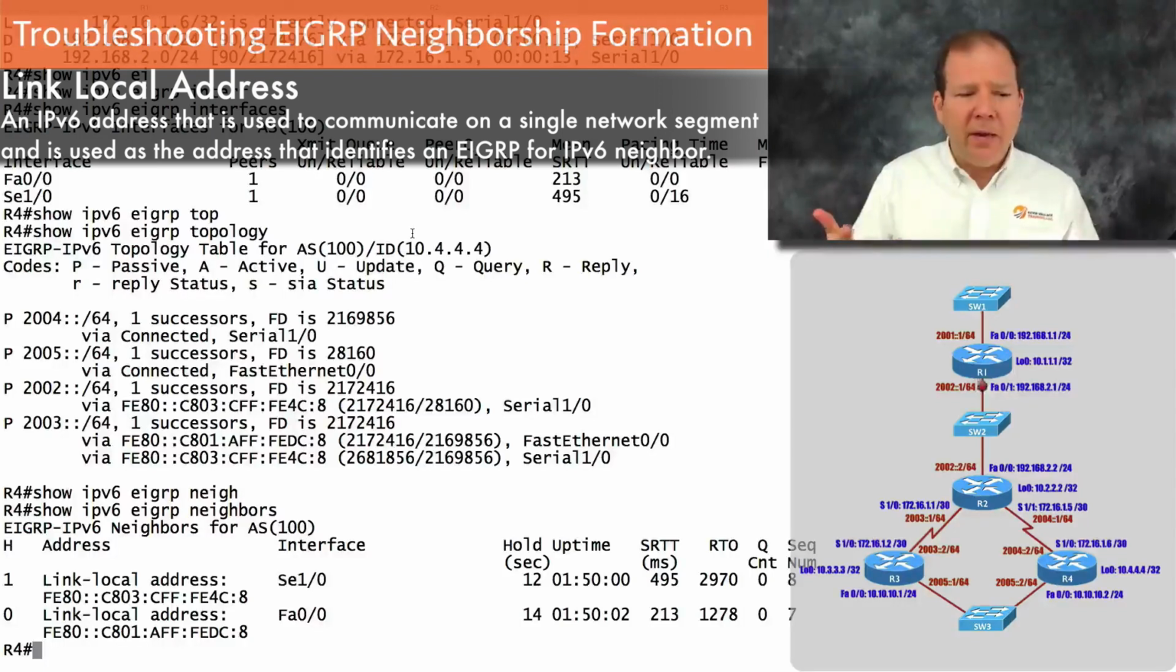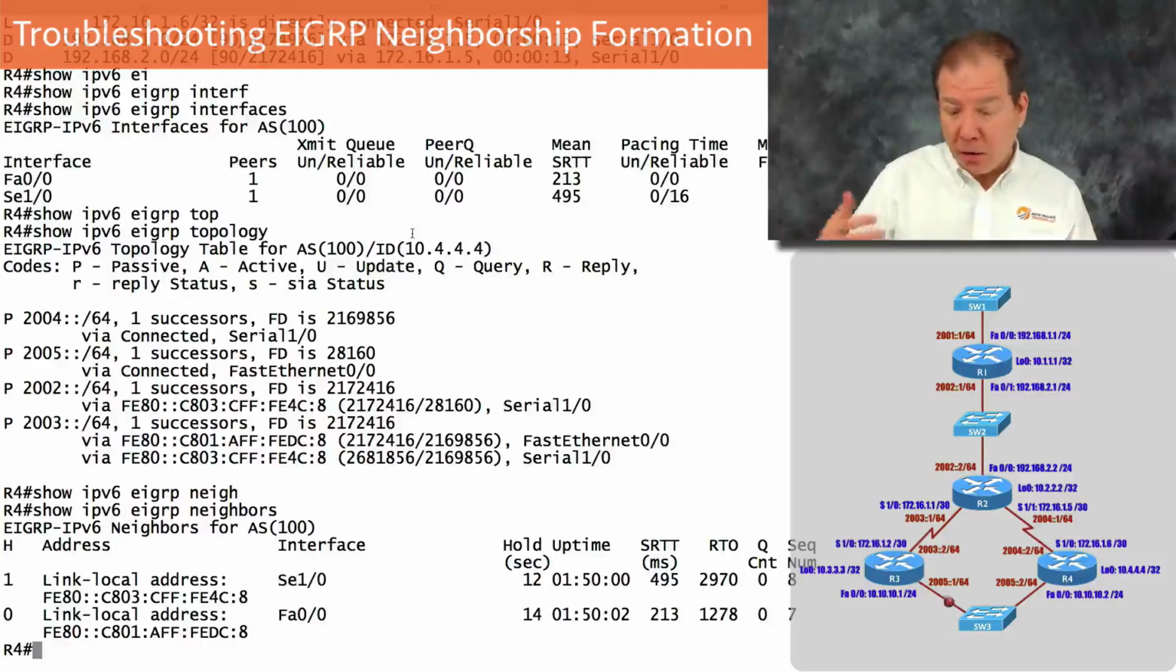Basically the same set of issues. There was a difference. Remember that the IP addresses don't have to be part of the same network. The global unicast addresses don't have to be part of the same network when we're interconnecting a couple of routers if we're running IP version 6, because as you see here, we're using link local addresses on that link to establish the neighborship. That's a look at some really common reasons why a neighborship might not be forming with EIGRP.